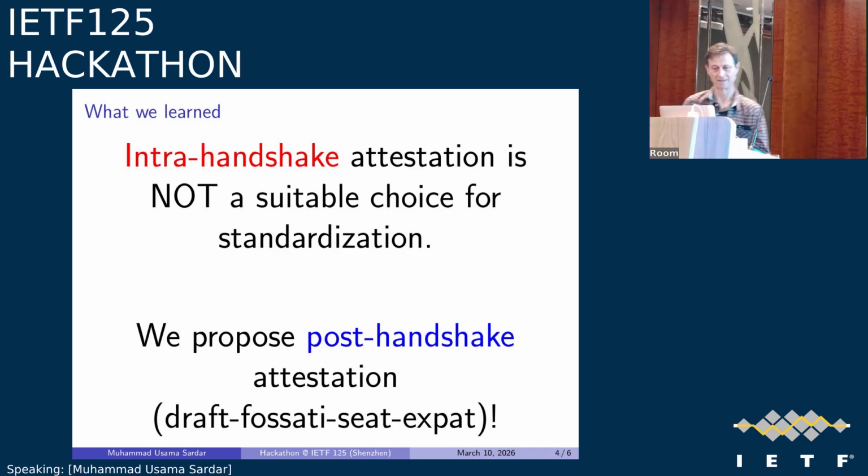And the conclusion that we have is that intra-handshake attestation is not a suitable choice for standardization, and we propose post-handshake attestation, in the draft.